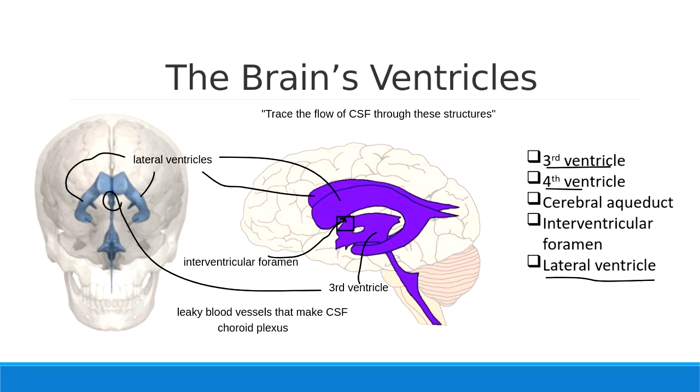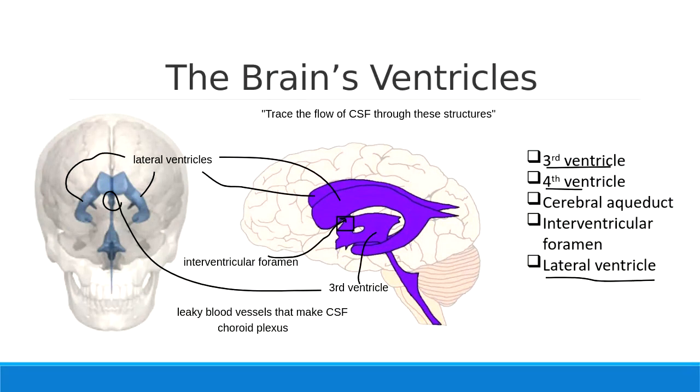So we can't see the tube that connects the lateral ventricles to the third ventricle because they're really close together from this view, but you can see it a little bit right here. So interventricular foramen, the tube that connects the lateral ventricles to the third ventricle.